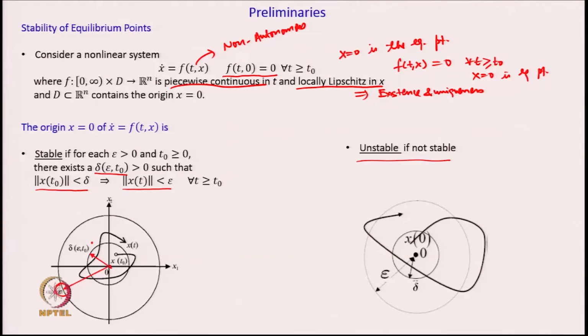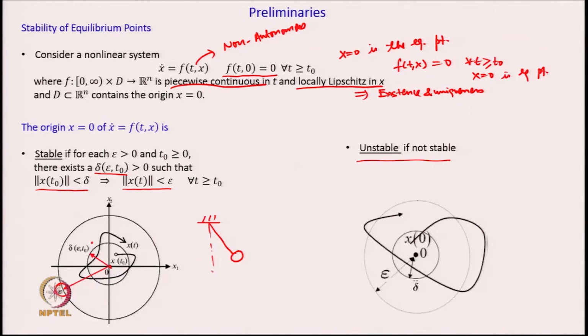That is, even if there exists one epsilon for which there exists no delta, such that if the initial conditions start within that delta ball, they are constrained to be within epsilon. So, even if there exists one epsilon for which this condition is violated, we say that the equilibrium point is unstable. An example of a stable equilibrium point that we had discussed last time as well was that of a pendulum.